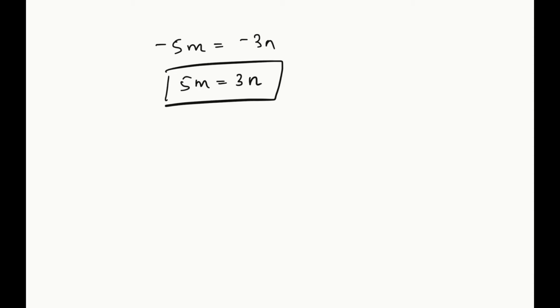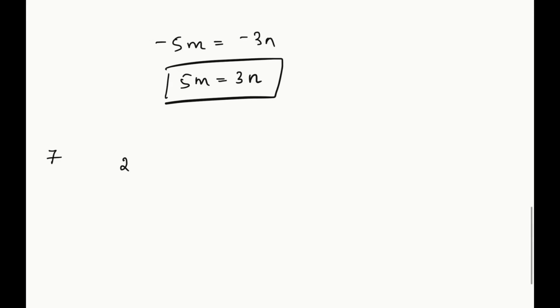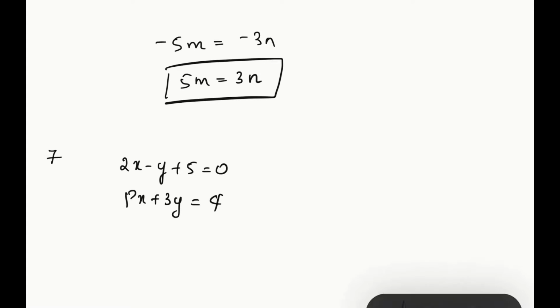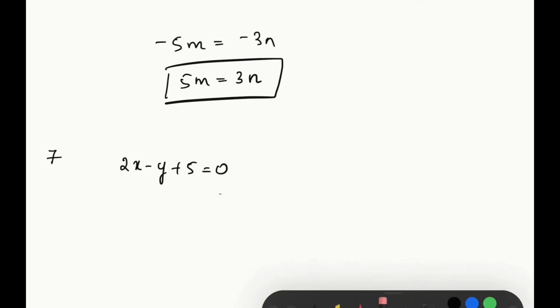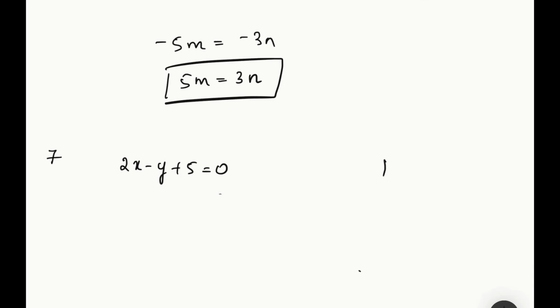Now let us do the seventh question. Coming to the seventh question, find the value of p if the lines whose equations are 2x minus y plus 5 equal to 0 and px plus 3y equal to 4 are perpendicular to each other. Okay. So let me write down this here. We have px plus 3y equal to 4.